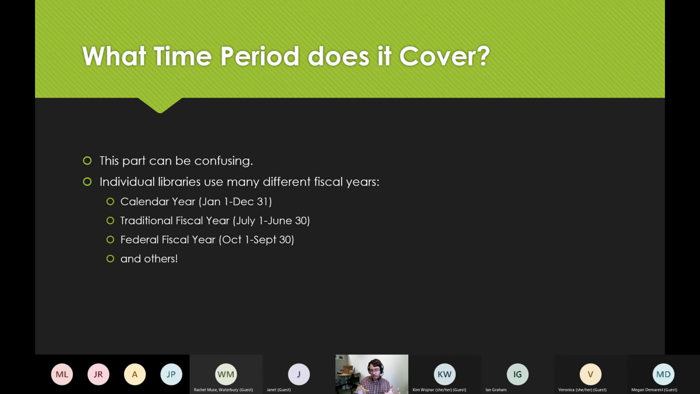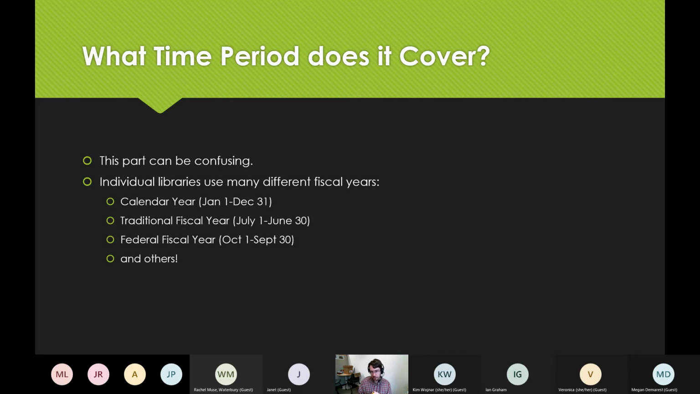So many libraries in Vermont have many different fiscal years. For the report, everybody should basically be using whatever your actual fiscal year is. What do you use to track money and everything else that you do? So a lot of libraries use the calendar year, January 1 to December 31st. A lot of libraries use what is sort of the traditional fiscal year. That's July 1 of this year to June 30th of the next year.